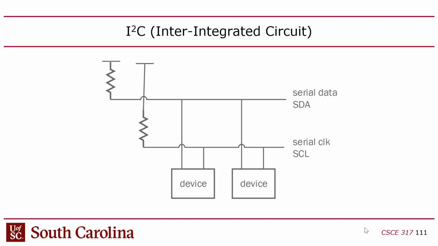Sometimes they have different names if you look in documentation or data sheets. But one of them is a clock, one of them is data. So CL is clock, DA is data.